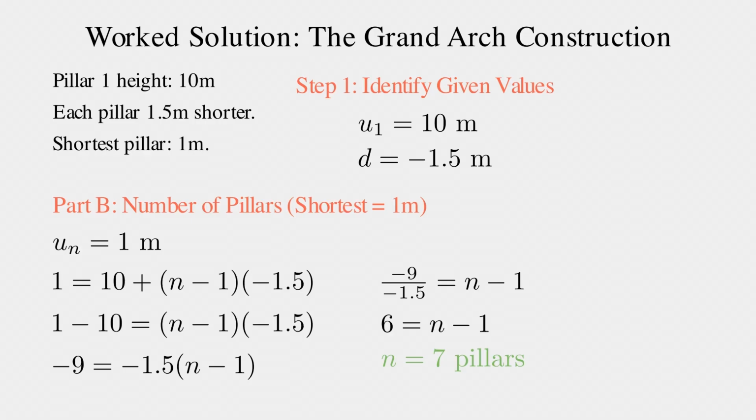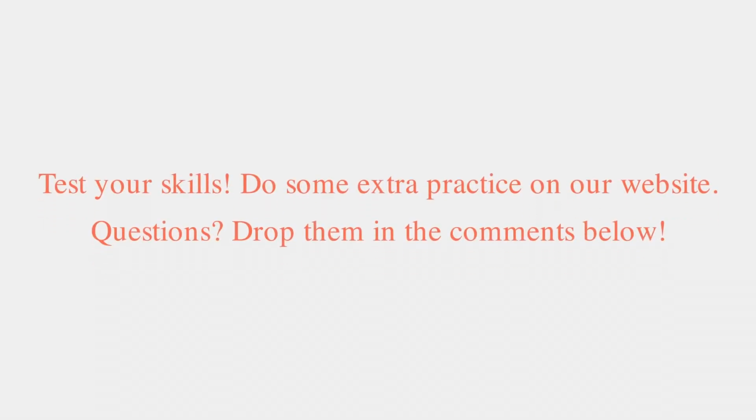So to meet the design specifications, we need 7 pillars, with the last pillar being exactly 1 meter tall. And the fifth one, as we calculated, would be 4 meters tall. Now, you see how applying the arithmetic sequence formula allows us to precisely model and solve this construction challenge.